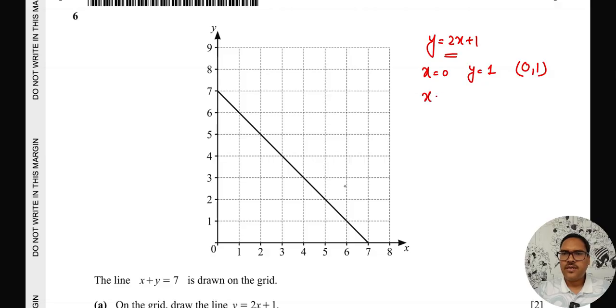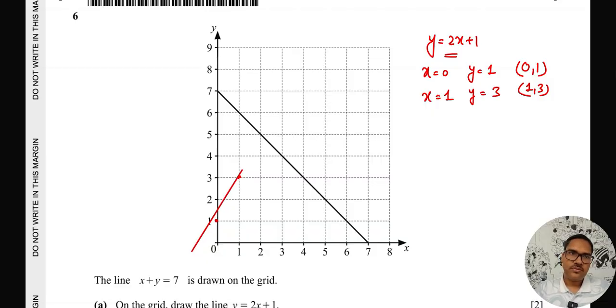And let's say if you take another point x is equal to 1, then what is y? y will be equal to 3. So this is 1 comma 3. Correct? So now we have the points 0 comma 1 and 1 comma 3. We have to just join these 2 points to draw the straight line.